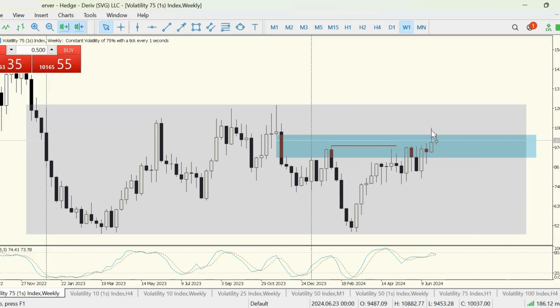The previous week when it closed, wicks did the damage, but the bodies are respecting this fair value gap, which is a strong indication of a reversal, right? So this is a strong supply zone. We want to sell from this zone right there.